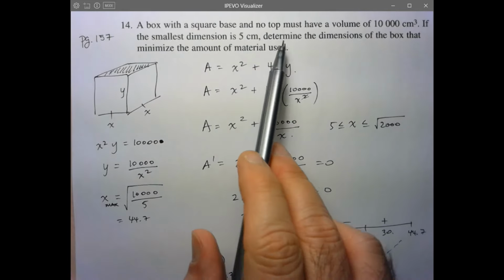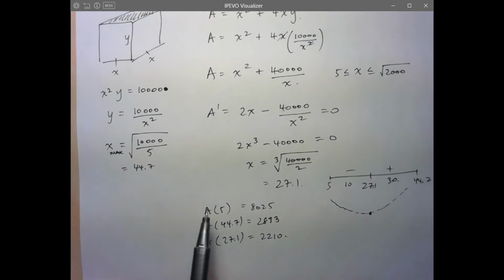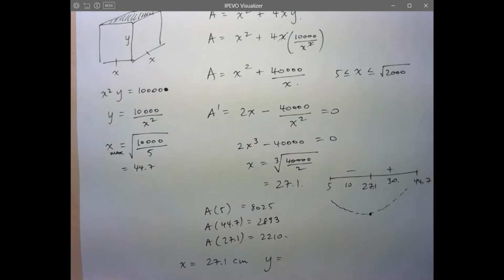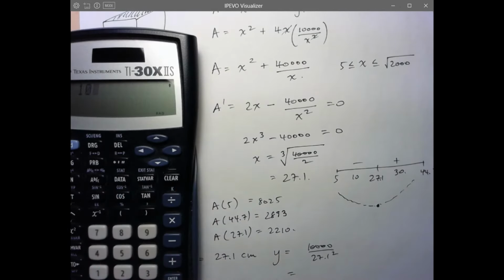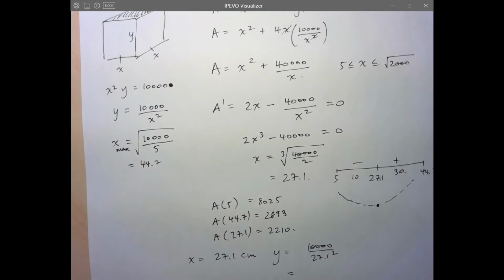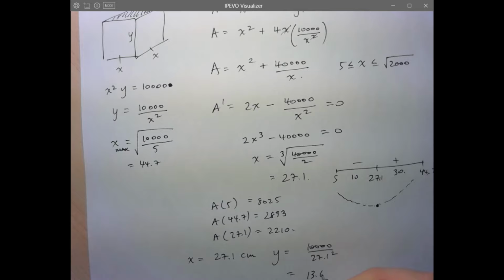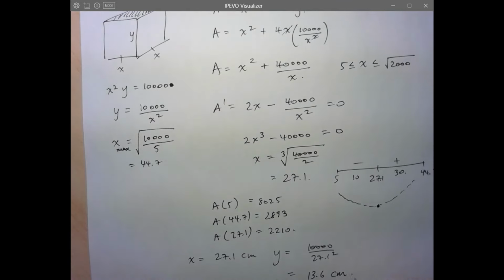Here, let's take a look at what they're looking for. Determine the dimensions. So the dimensions, well, we already figured out that the x value was equal to 27.1. So x equals 27.1 centimeters. And so our y, or our height, is just going to be 10,000 over 27.1 squared, and that's from this equation here. So what do we have? 10,000 divided by 27.1 squared, and that gives us 13.6, which is larger than 5.